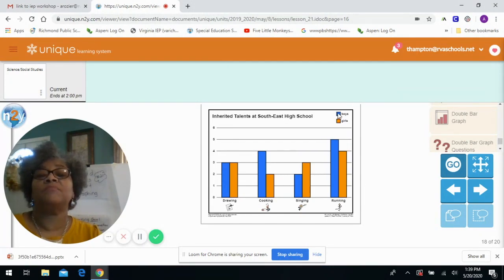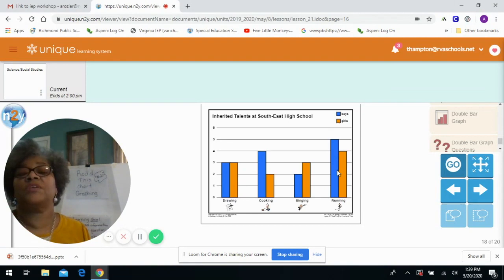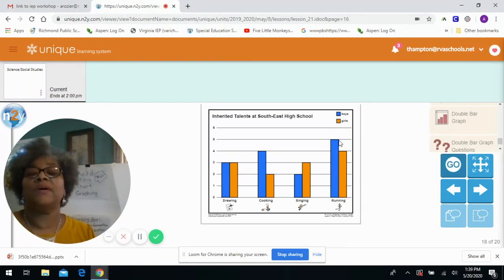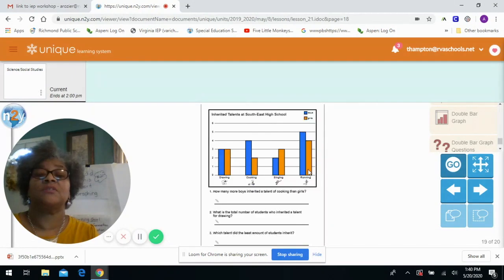Okay, so looking at this, what could we say? We have the boys in blue, the girls in orange. And who runs? Who are the best runners? The boys. Okay, and who are the best singers? The girls. Who cooks better than the girls? Ooh, the boys. That sounds like something. Boys can cook better than girls. There are a lot of male chefs too. All righty, so that's good. Let's answer some of these questions.